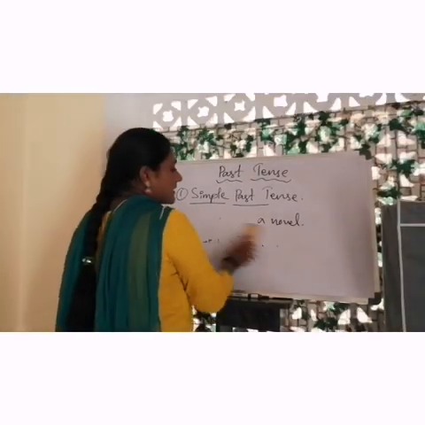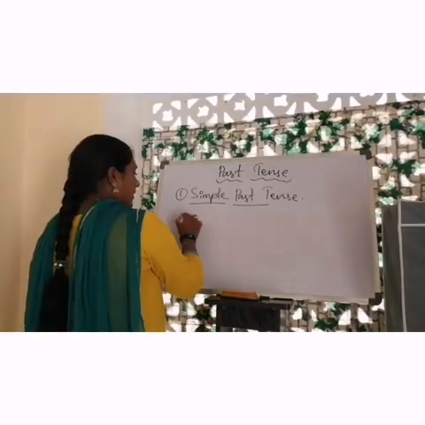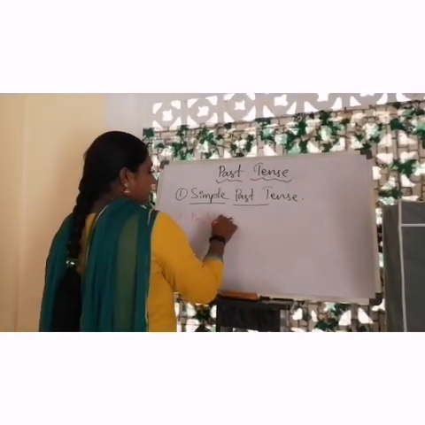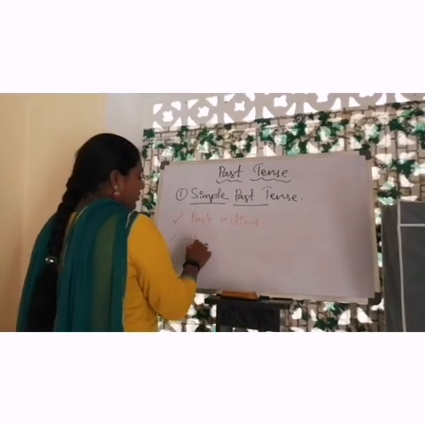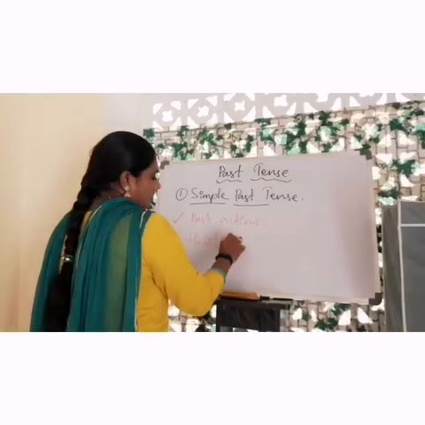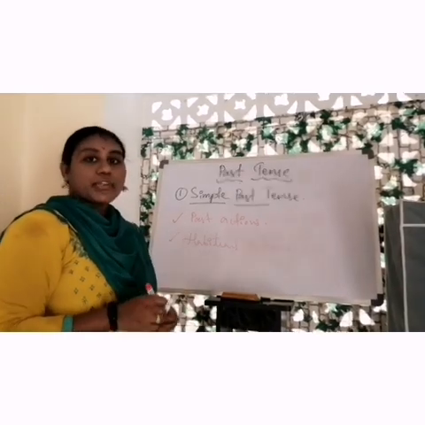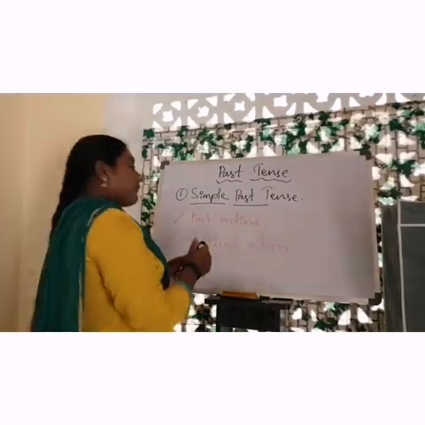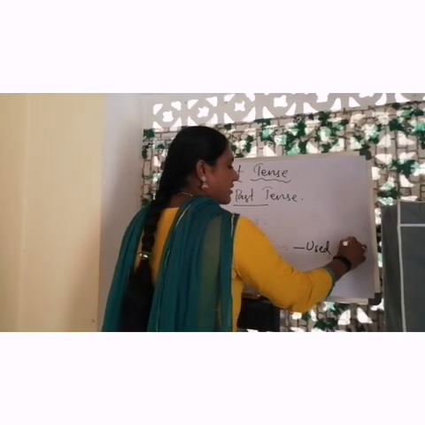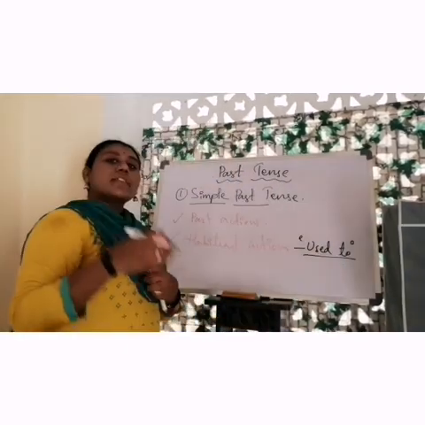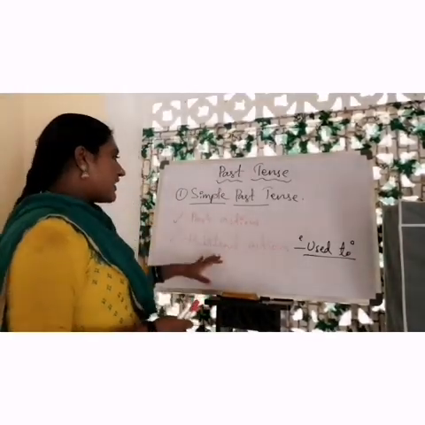So we use the simple past to refer to the first past actions, and next, habitual actions in the past. Okay, and as I mentioned, we use "used to" to refer to habitual actions. The term "used to" can mention a hobby that was in the past days. Okay, so this is the explanation.